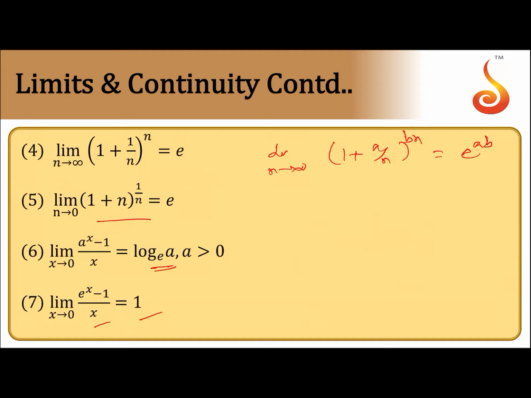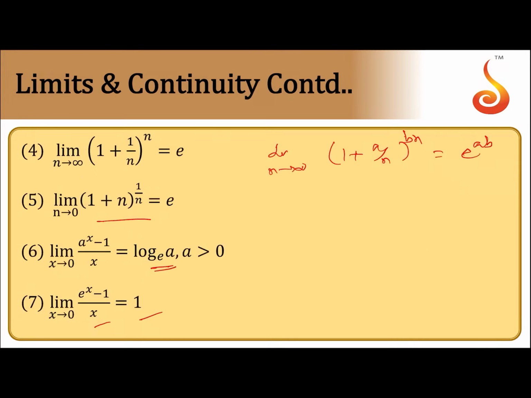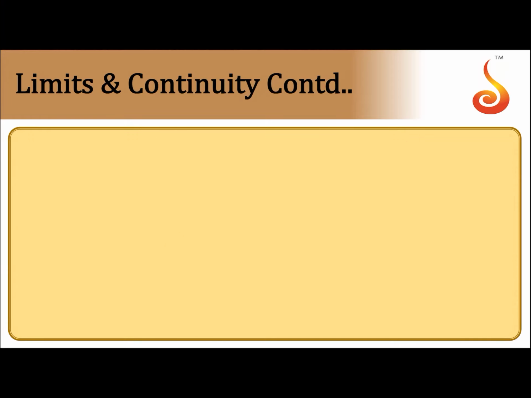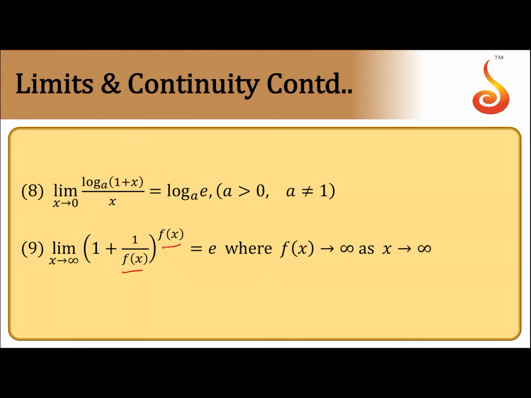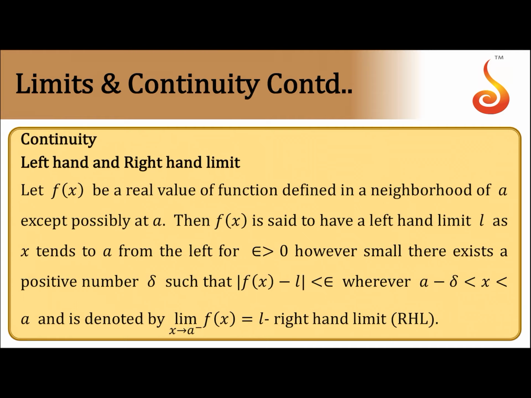Coming to the same formula, the previous one: 1 plus 1 by n whole to the power of n as n tends to infinity is equal to e. In place of n, you can replace it by f of x, where f of x tends to infinity as x tends to infinity, and the answer is equal to e, the same way. Okay, let's see the next, continuity and definitions.